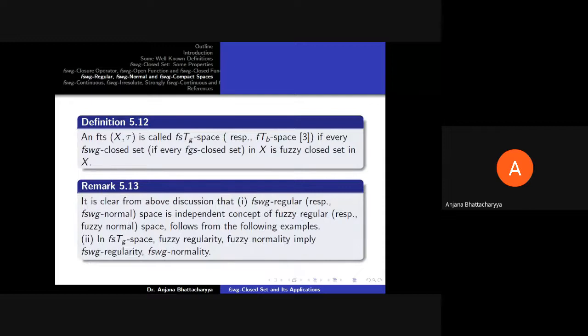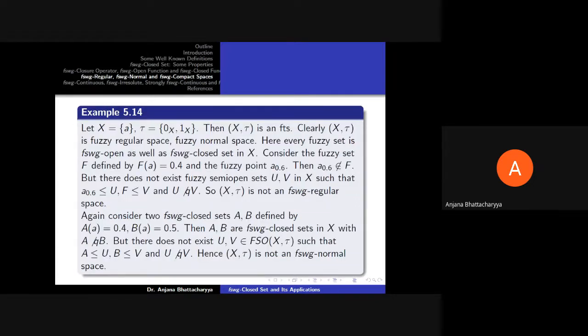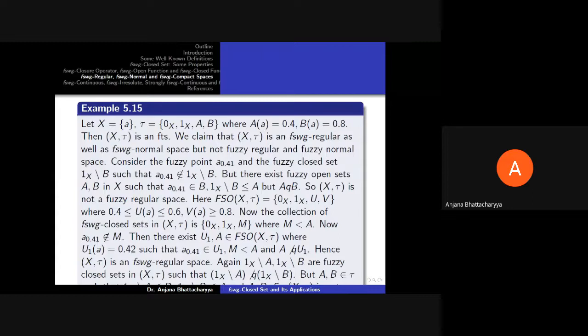An FTS (X, τ) is called an FSTG space if every FSWG closed set is fuzzy closed. So we have an important remark that FSWG regular, and similarly normal, space is an independent concept from fuzzy regular, respectively normal, space, which follows from the following examples. And in an FSTG space, every fuzzy regular, fuzzy normal space implies the corresponding FSWG regular, FSWG normal space. These are two counterexamples.